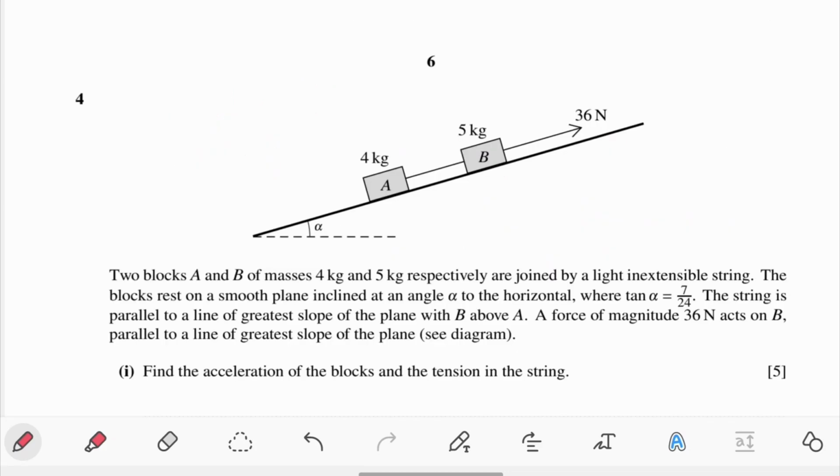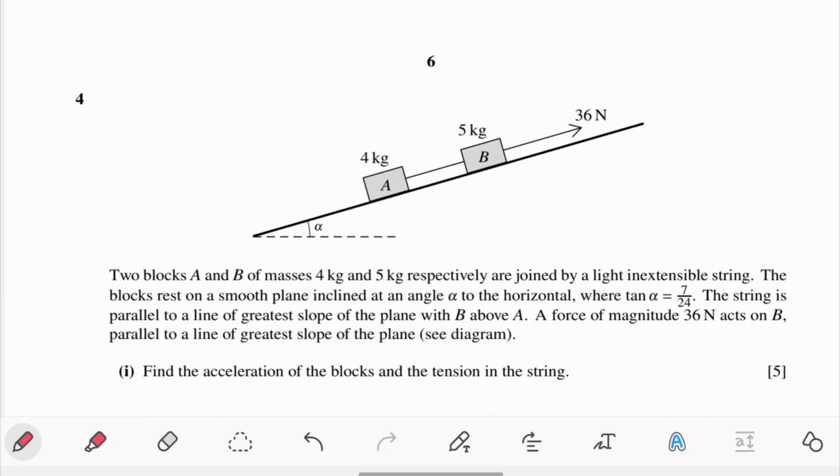All right, next question. Question 4. Two blocks A and B of masses 4 and 5 kilograms respectively are joined by a light inextensible string. The blocks rest on a smooth surface inclined at angle alpha to the horizontal, where tan alpha is equal to 7 over 24. The string is parallel to a line of greatest slope with B above A. And a force of magnitude 36 newtons acts on B.